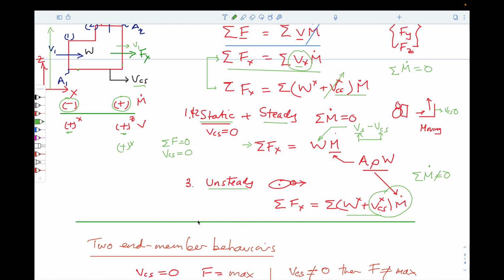And again, we can solve for the magnitudes of these two cases. We can either put the force equal to 0 and solve for the velocity, or we can put the velocity of the control surface equal to 0 and solve for the force that we have to apply.